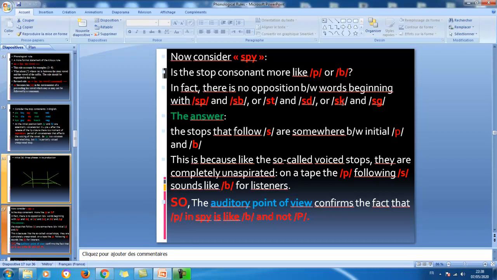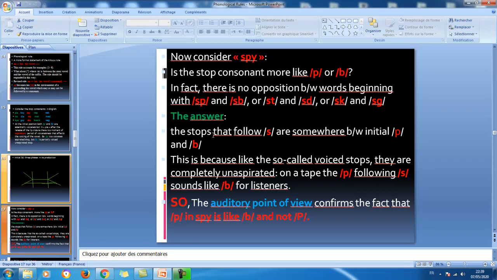Sk is also possible, but sg is not possible. Which means that there is no opposition between t and d, between k and g, between p and b in this position, in this phonetic environment. Now, the answer to the question that we have already asked: is p like p or b?